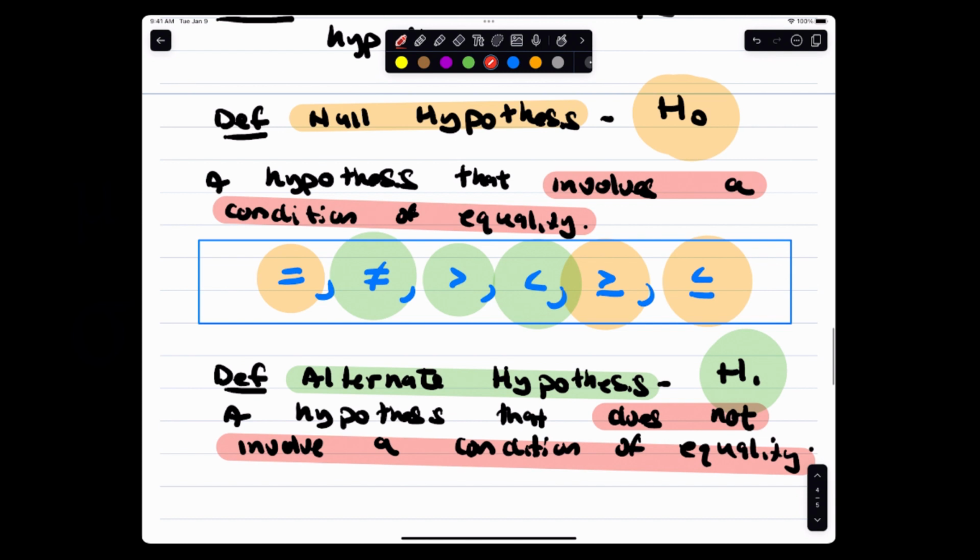So you have it here, the definition of what we call a null and the definition of what we call an alternate hypothesis. And the orange is the nulls. And you might say, why is it a null? Because of the condition of equality, this equal, this equal, this equal. That's what makes it a null. If it doesn't have equal, you call it an alternate hypothesis. Okay? Easy peasy lemon squeezy.